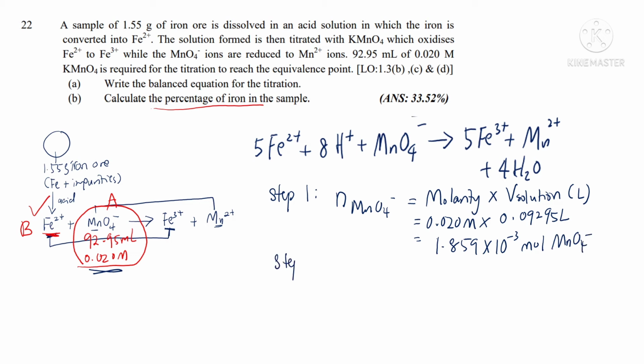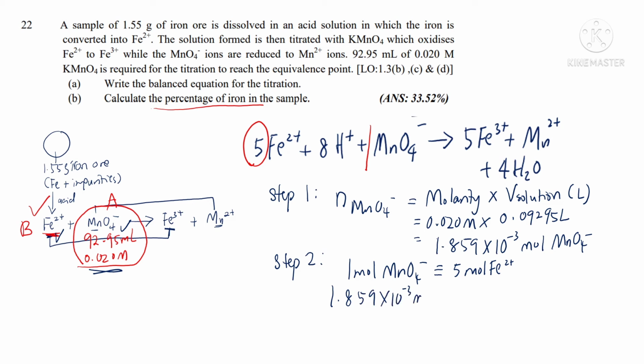And in step number 2, we want to find the stoichiometric relationship between the permanganate ion and the Fe2+ ion. That is given in the balanced chemical equation that we found in part A. From the balanced chemical equation, we can see that 1 mole of permanganate ion will react with 5 moles of Fe2+ ion. So that is the stoichiometric relationship between permanganate ion and iron 2+ ion. And now we have 1.859 × 10^-3 mole of permanganate ion. So therefore, X mole of Fe2+ ion will be reacted with.